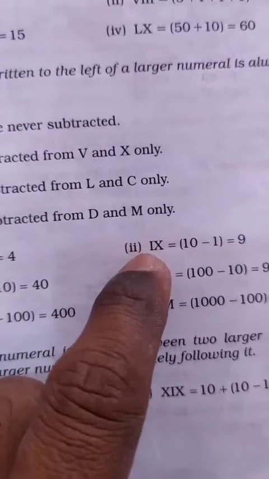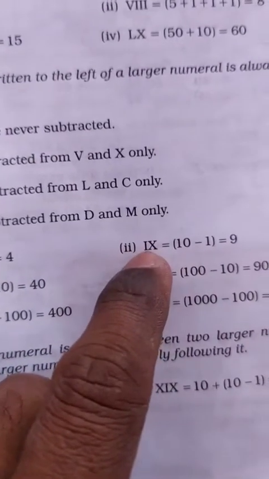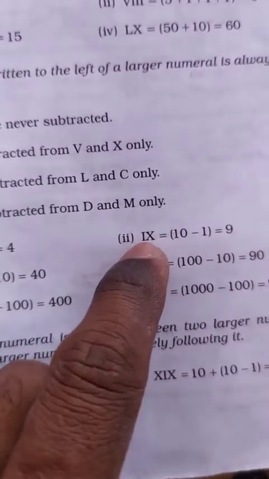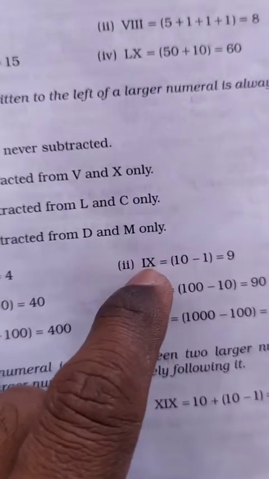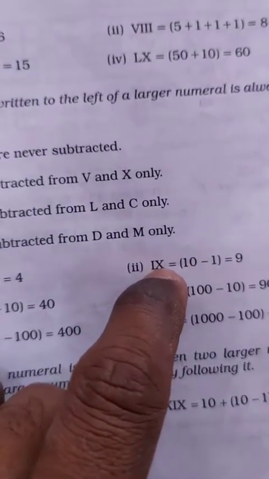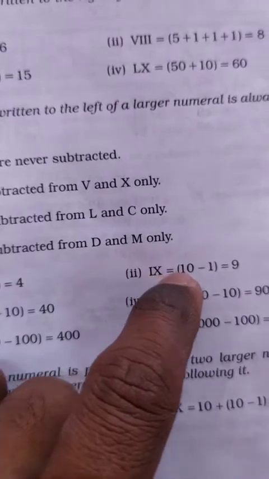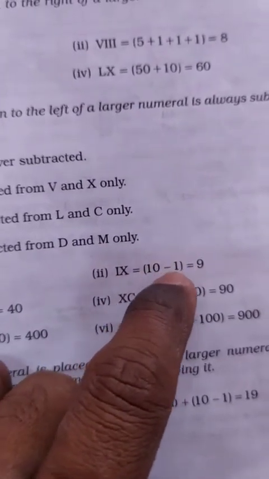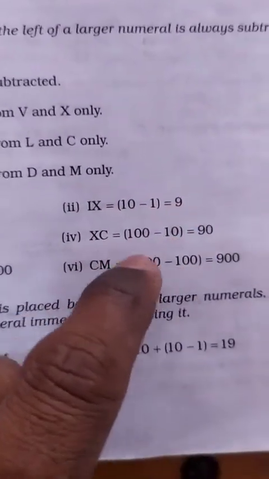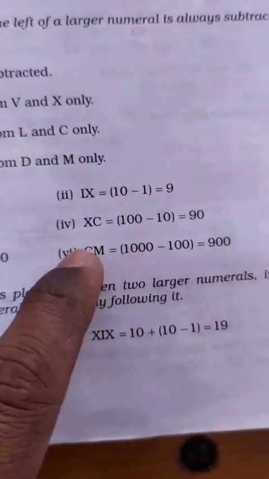Then any smaller numeral written on the left of a larger numeral is subtracted from the larger numeral. So again, I is smaller than X and it is written on the left of the X, so it will be subtracted. That is 10 minus 1 gives 9. Similarly, you can see the rest of the examples.